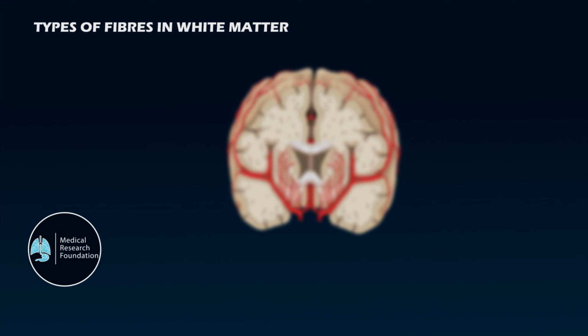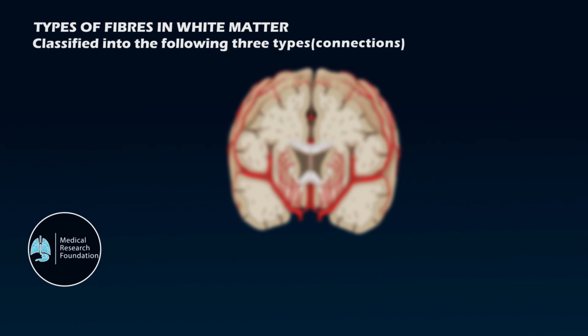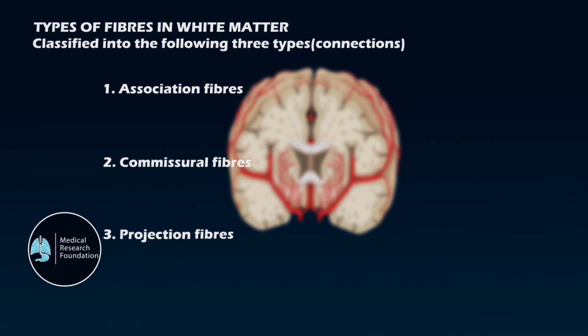Types of fibers in white matter. They are classified into 3 types on the basis of types of connections they provide, and these are association fibers, commissural fibers, projection fibers.